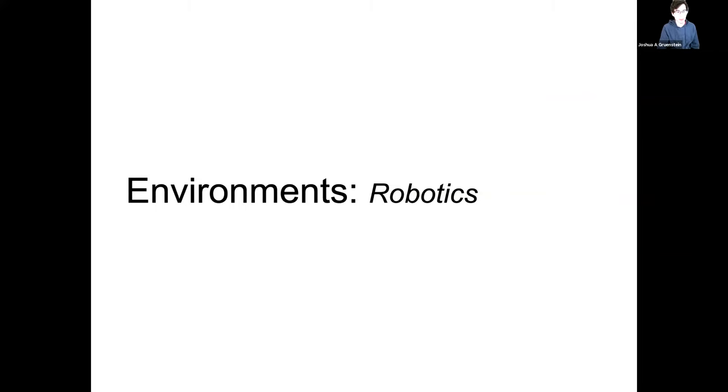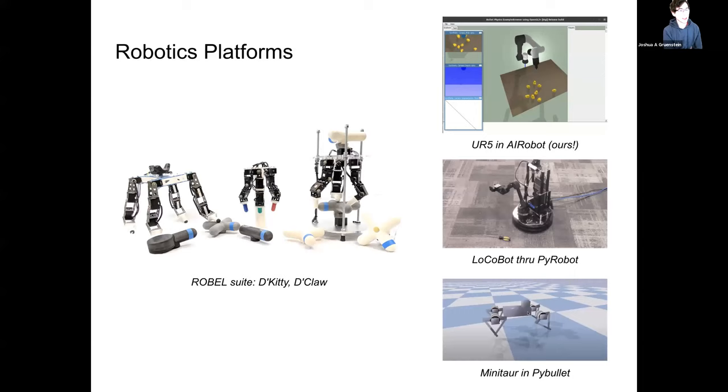Next, moving on to the fun stuff, robotics. Here are some really common platforms people use. Again, robotics is splintered, so not everybody is going to be using the same platform, but these are some of the more common ones that would hopefully allow you to better compare your results with other papers. For manipulation, people often use UR5s, which is a type of collaborative robot arm simulation. We have a library called AI Robot that helps you do that in a nice way for interacting with complex learning algorithms. There's also PyRobot from Facebook, which supports the LoCoBot, a mobile robot with a little arm on it.